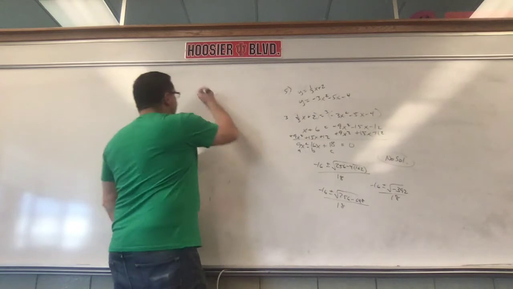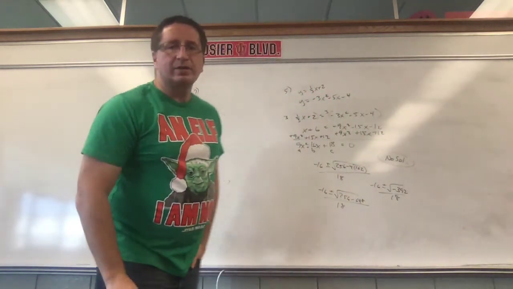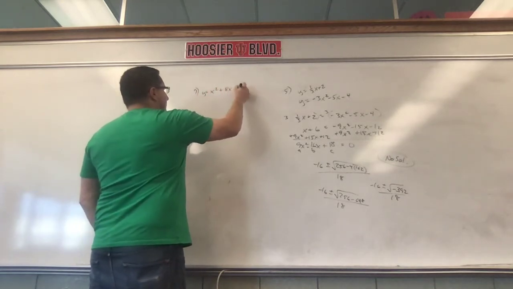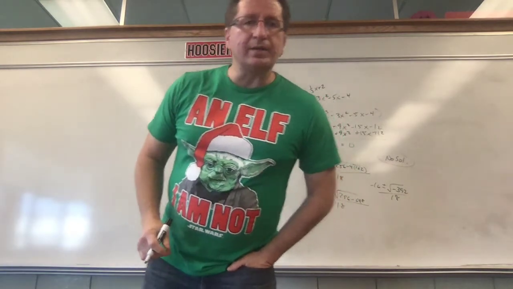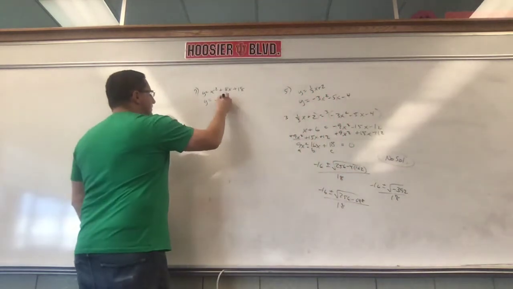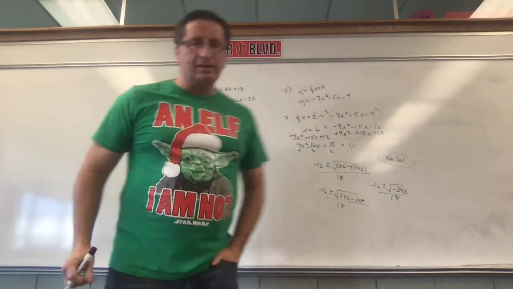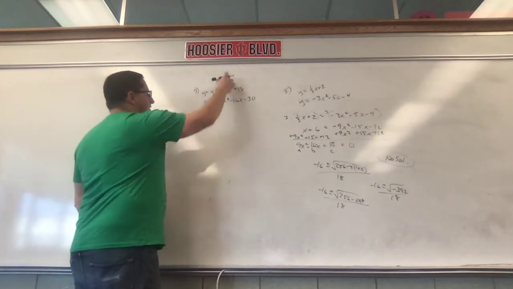Number 7. What's this one say? y equals x squared plus 8x plus 18, and y equals negative 2x squared, negative 16x, negative 30. Okay, so if y is this and y is that, then this is that.